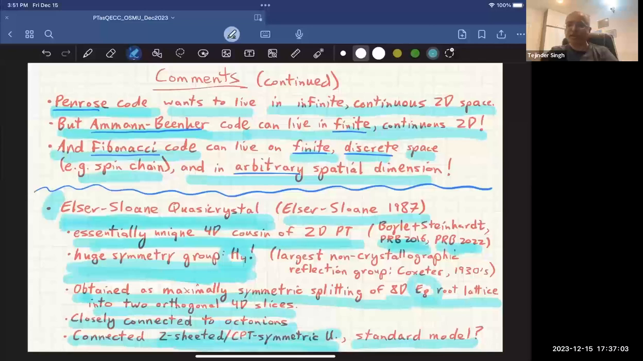And I had a question, slightly unrelated. It's about your work on the CP-symmetric two-sheeted universe. Is there any way in which the other sheet is present in our present universe in some way? Can we experimentally detect the other sheet, or was it long back in the past in some sense?